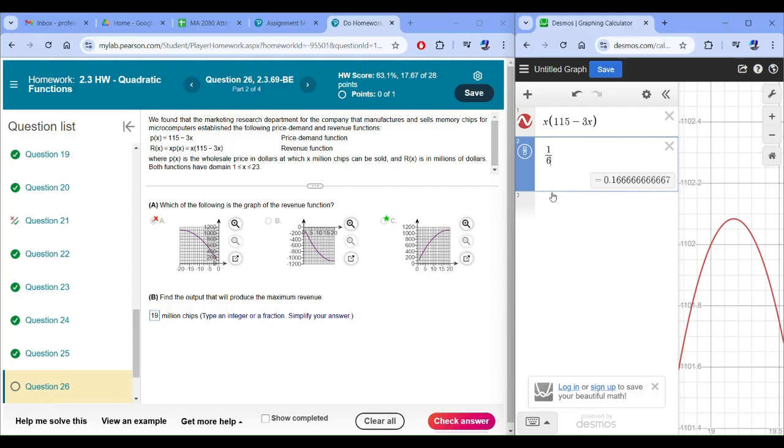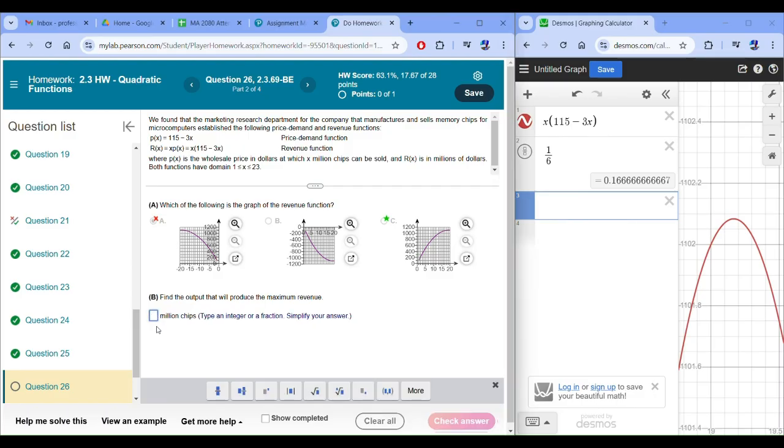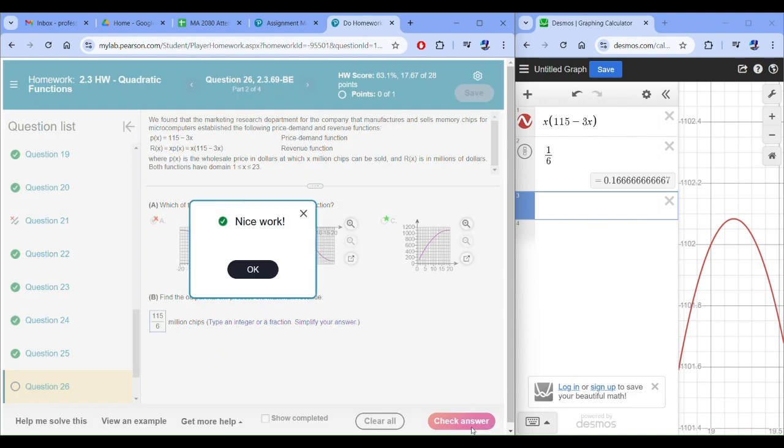What's 19 and 1/6 gonna be? 19 times 6. 114. 114 plus 1 is 115. 115 over 6. Oh my god, sometimes I do so much work.